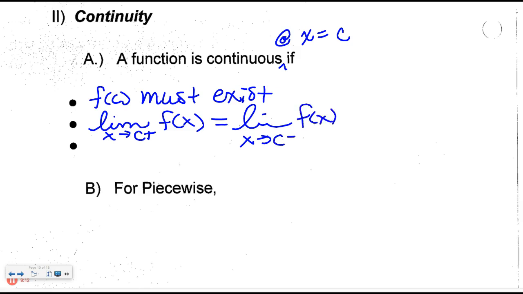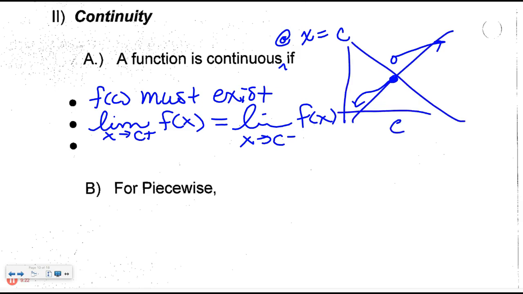What that means is not only do I have to have a solid dot there, but I can't be sitting there like this where I'm defined at c, but my limits are different. That is not a continuous function. And lastly, whatever that limit might be as I come in to c from both directions has to actually match up with the dot that exists at c.